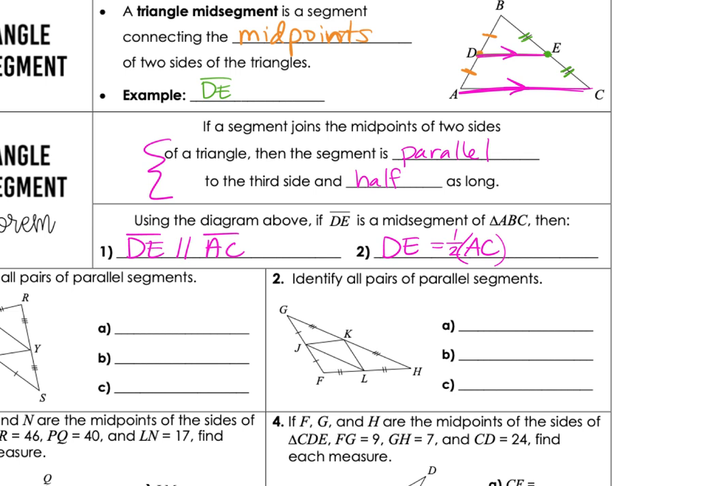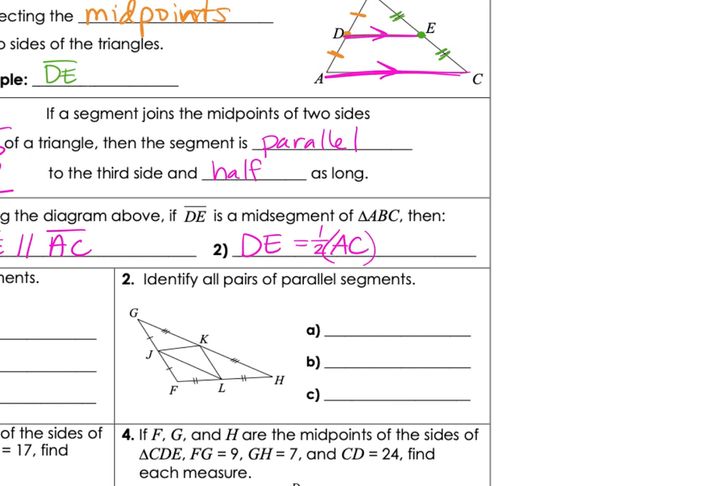Okay, so if you take the length of AC and you cut it in half, you would get DE. Now there's another way you could think about this. Instead of cutting one in half, what could you do to the other one? Multiply it by 2. So you could say doubling DE will equal AC. Okay, so that relationship is the same. It's just a matter of which perspective you take on it. But one is always half of the other, or one is always double the other.